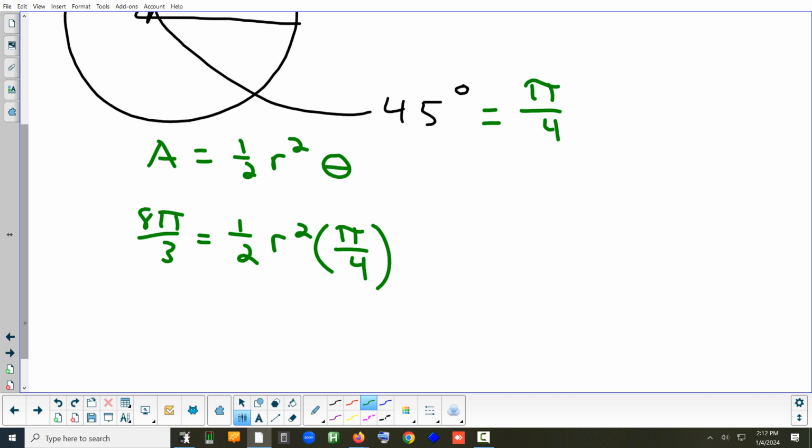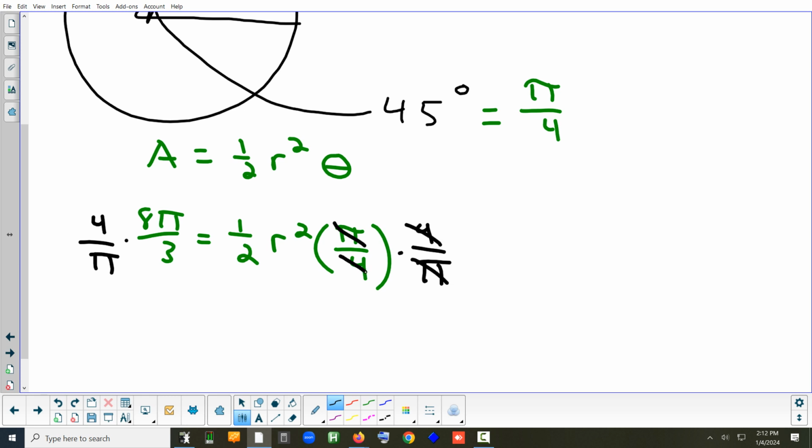Okay. So the goal is to get the r by itself. But a couple things we have to get rid of. Let's start with the pi over 4. Multiply by the reciprocal. What's the reciprocal? 4 over pi. So we can multiply by 4 over pi. That cancels the pi's and the 4's.